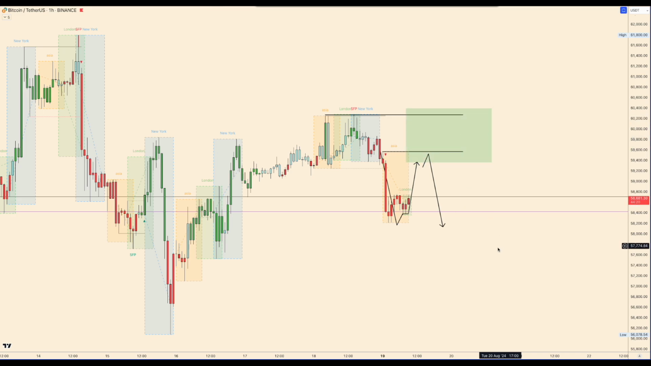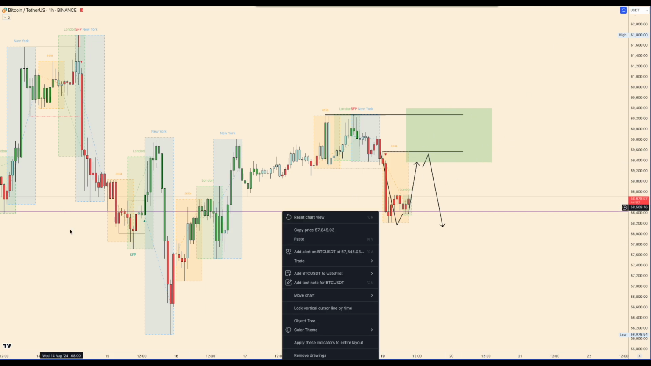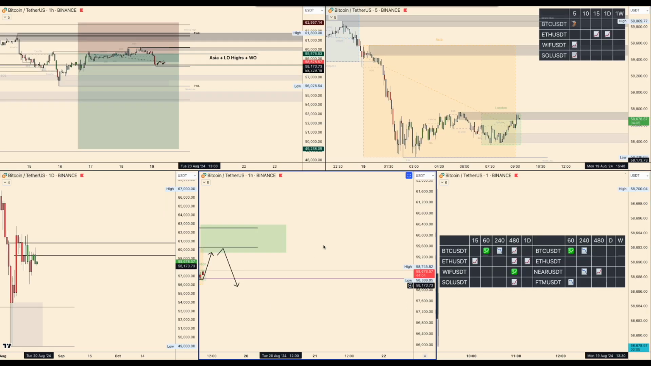This is where liquidity sits. If liquidity gets taken up and we hold above this level, we're probably going to expand most of the week. And on the flip side, the exact opposite. So it's very straightforward. That is the idea here when it comes to the short side.